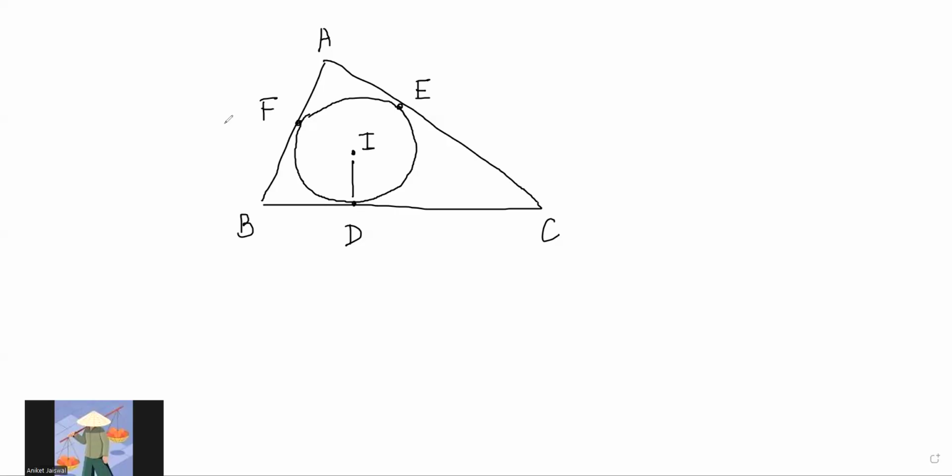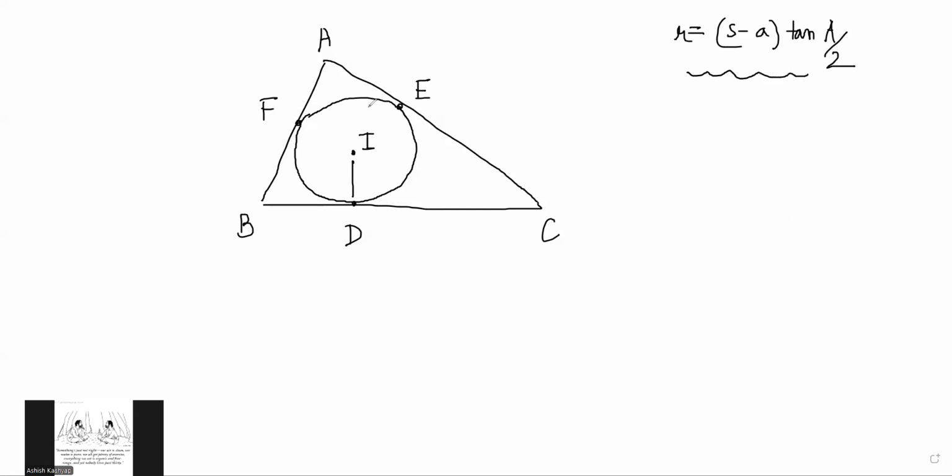The fourth derivation, the third formula, which was s minus a tan a by 2, depends on properties of a circle. Because the circle is like this, B is a point from where two tangents are drawn. Similarly, A is a point from where tangents are drawn, and C is also such a point. So obviously the lengths of the tangents are equal: BF equals BD, AF equals AE, and CE equals CD.